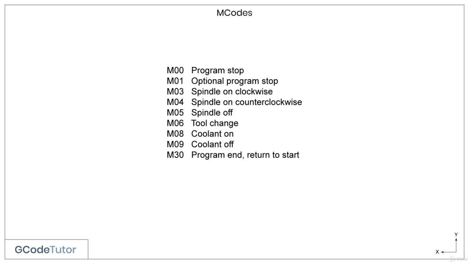To turn the spindle on in a clockwise direction, we would use M03, and to turn the spindle on in a counterclockwise direction, M04. M05 turns the spindle off. To perform an automated tool change, M06 is used, and to turn the coolant on we use M08, and then to turn the coolant off, M09. M30 tells the machine that the program has finished and it will rewind it back to the start.